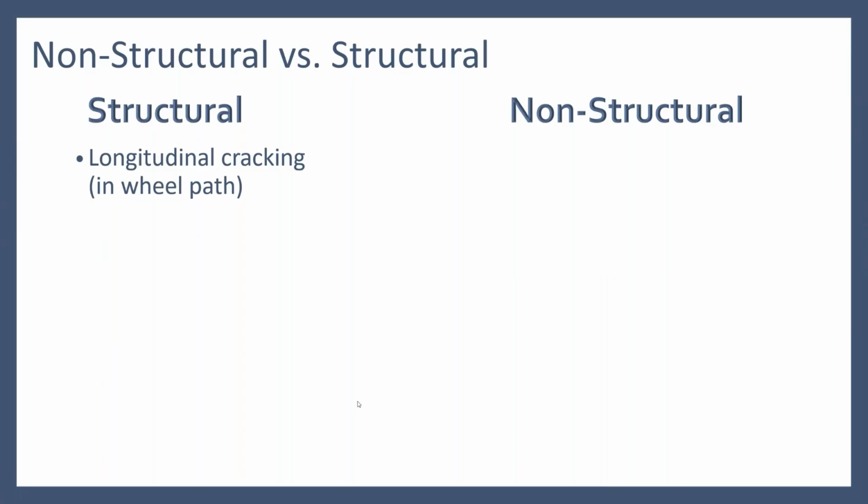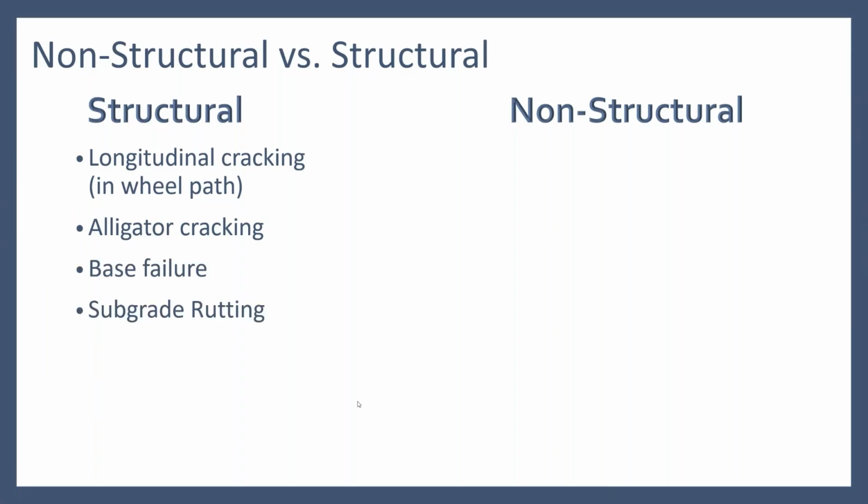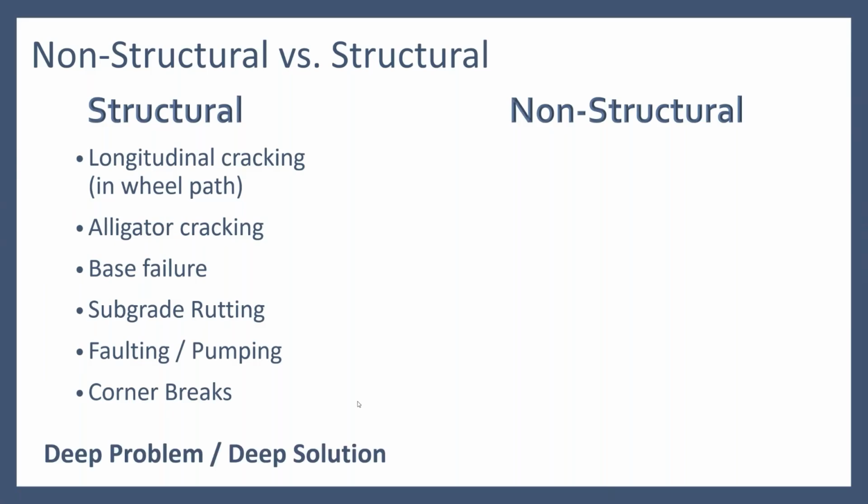Structural type distresses will be longitudinal cracking, that's cracking in the wheel path, alligator cracking, base failures, subgrade rutting, faulting, pumping, corner breaks on concrete roadways. But this is the bigger problem, a deep problem that's going to require a deep solution. So when you have structural failures, you really need to work from the bottom up. You can't just put a Band-Aid over the top.